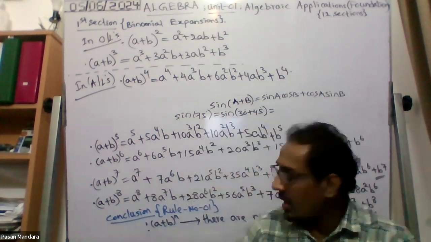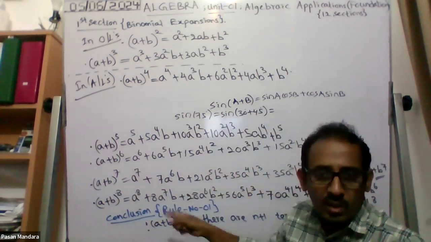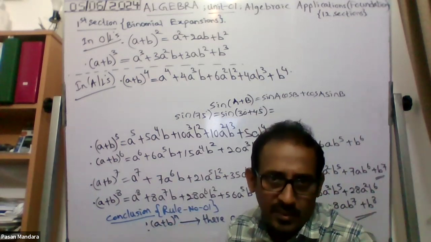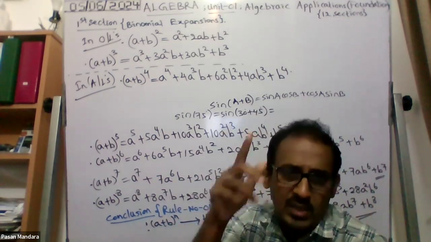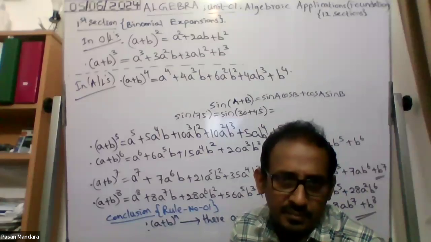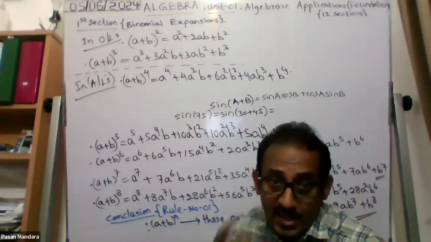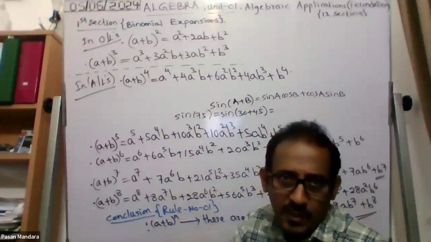Now my second question, I'll write down the conclusion. Rule 1: in (a plus b) to the power n, there will be n plus 1 terms. The first term will always be a to the power n, right? And after that, that is my third point. I'll write down these points properly.